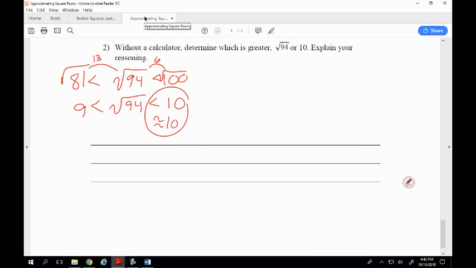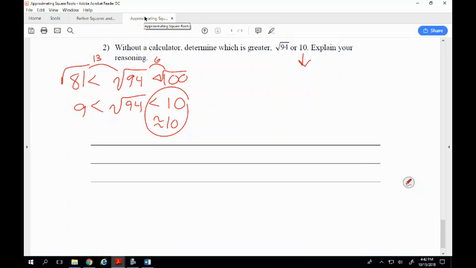but that's not what it's asking us. It says, without a calculator, determine which is greater. Okay, the square root of 94 or 10. So, my number falls between 9 and 10. All right, so I know that the square root of 94 has to be less than 10 because it's on the right side.